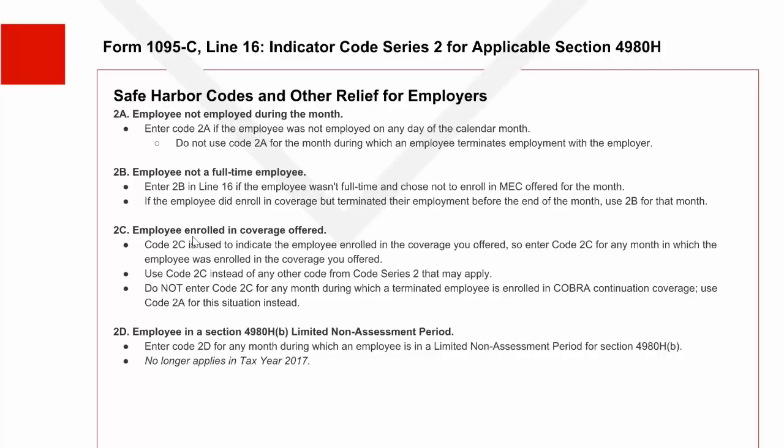And then lastly, regarding 2C, you do not enter code 2C for any month during which a terminated employee is enrolled in COBRA. Instead, you should be using code 2A for this situation. And more information on that if you'd like. Again, you'll have my contact information in just a little bit, so reach out. And then we have 2D, which is those employees that are in that waiting period. So that's how you know that they were full-time but not eligible quite yet.